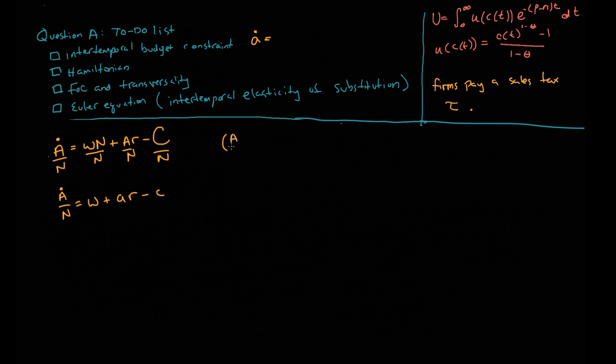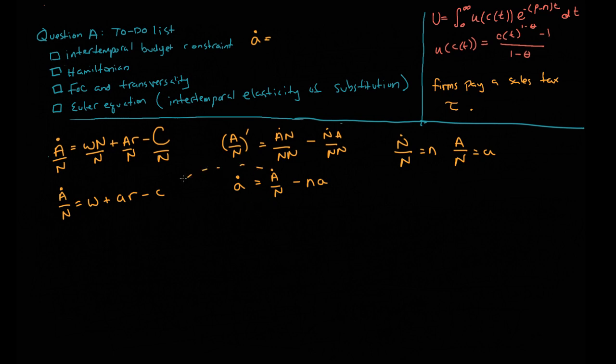So now we've got to shake the bag, make that a dot n fall out. So here we get a dot n minus n dot a over n, and n. And this is going to be little a dot is equal to A dot over n minus na. Remember that n dot over n is a growth rate equal to n, and we defined A over n as little a. And we know the value of this is just this guy over here. So let's plug him in.